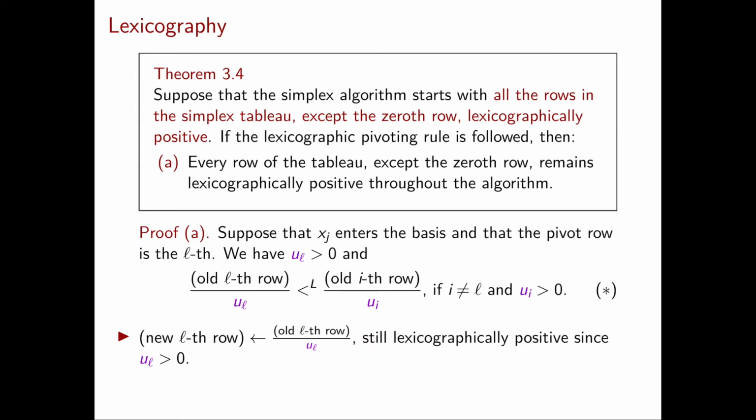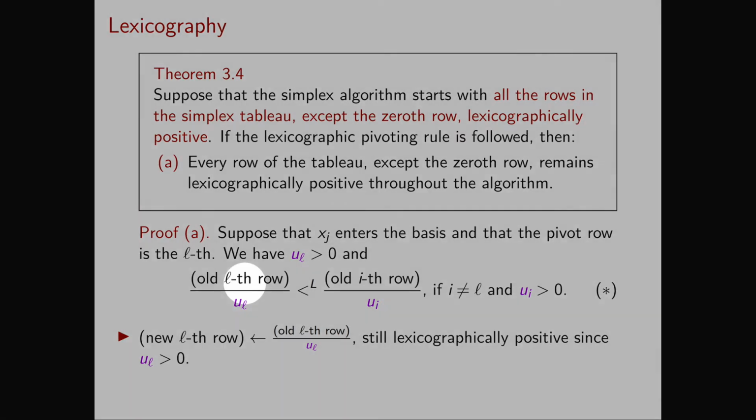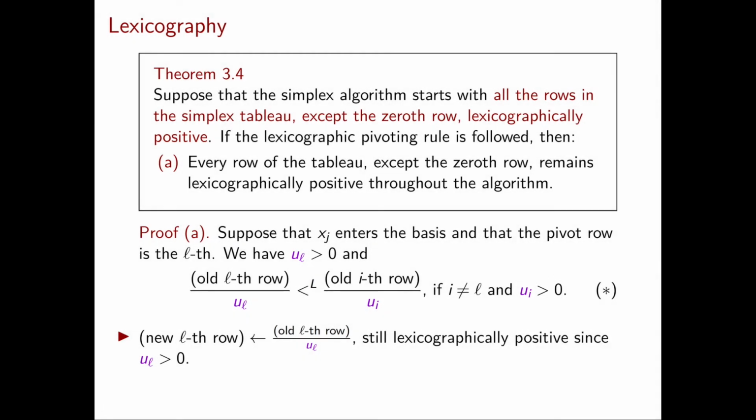From the definition of L, we have that UL is positive. Since our lexicographic pivoting rule chooses the row L, it means that the lth row of the tableau divided by UL is lexicographically smaller than any other row I of the tableau divided by UI, provided that UI is strictly positive. Now let's see what the rows of the tableau look like after the elementary row operations are performed.